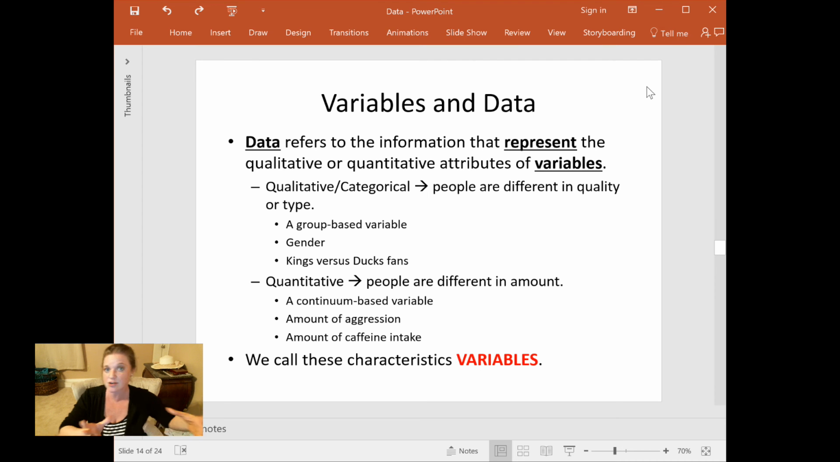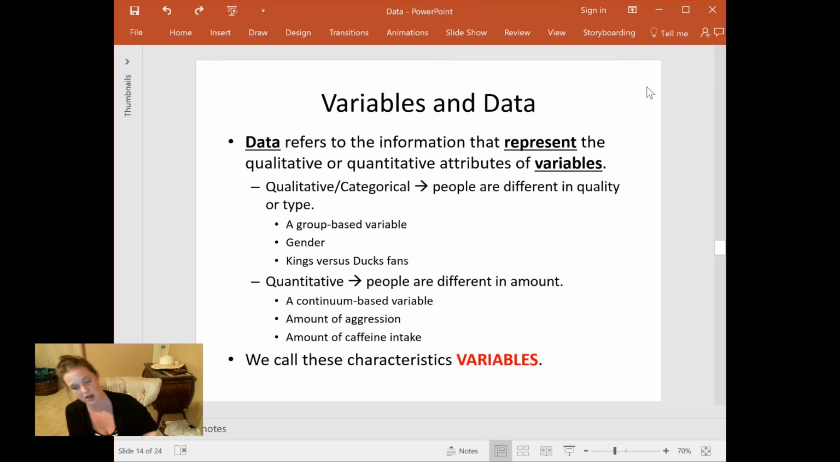That's the characteristic on which people can be different. Someone says, I'm a Ducks fan, or another person says, I'm a Kings fan. The answer is a word. The data itself is a quality about them. The quality of being a Ducks fan, the quality of being a Kings fan. They're in a particular category. And so it is a categorical or qualitative variable. The data itself is qualitative.